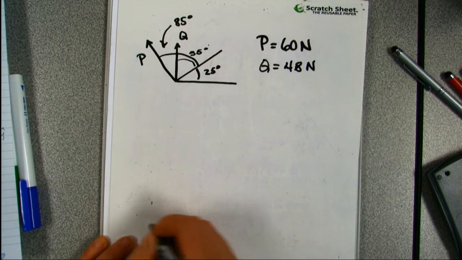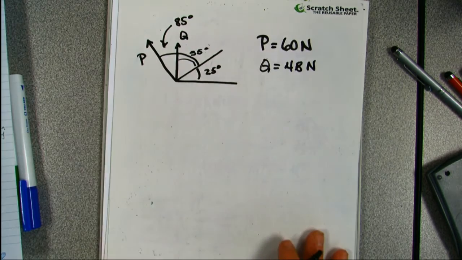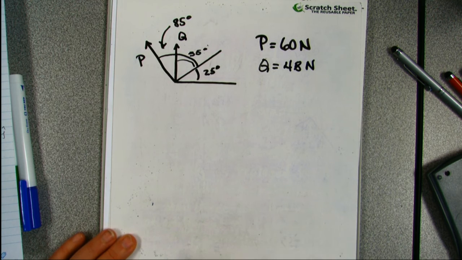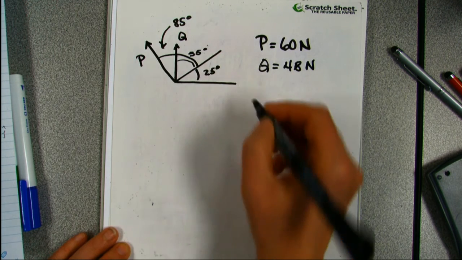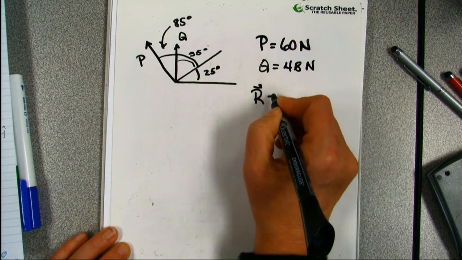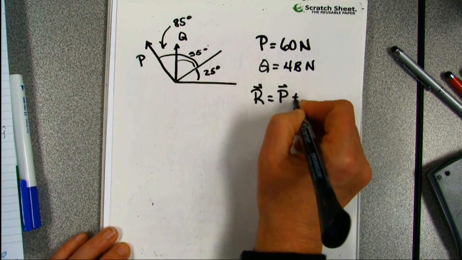So what we end up with, I can redraw this situation because we're going to add P and Q. We're going to find the resultant vector, which is going to equal the vector P plus the vector Q.